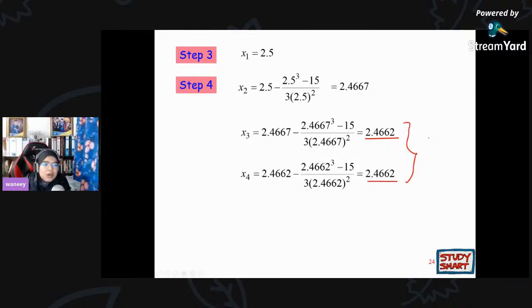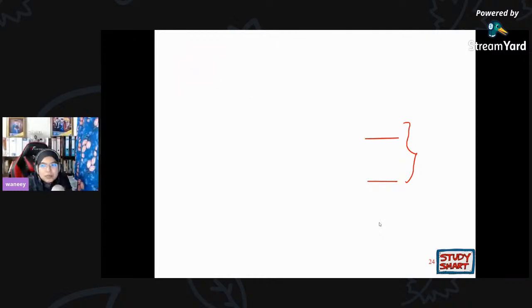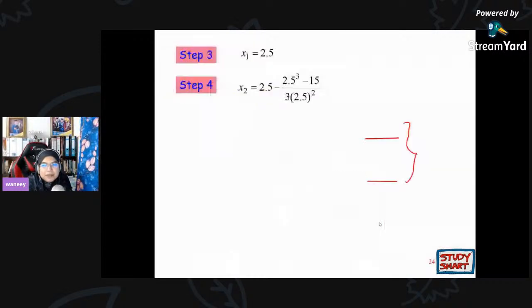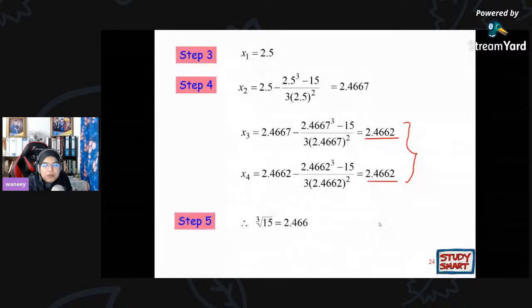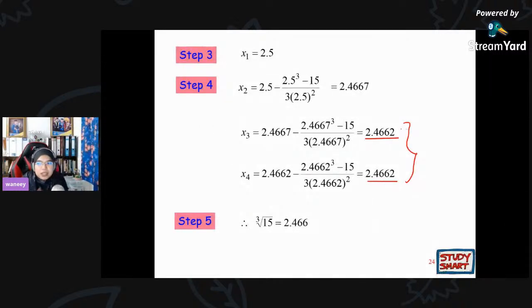So this is actually our stopping criteria. We know that we can stop once we get a similar number twice. So when we get the same number twice, we stop. Okay, so what is your conclusion? The cube root of 15 is 2.466. If we look at the question earlier, it asked for 3 decimal places, right? That's why we give 2.466.